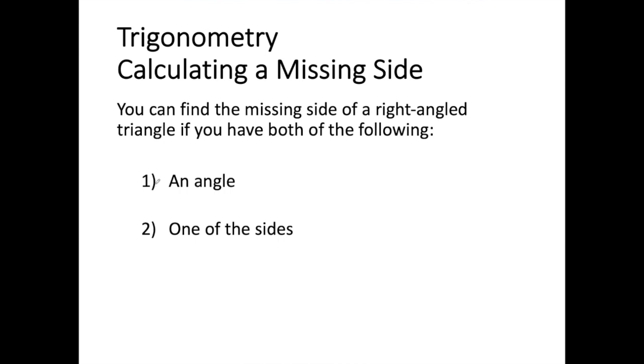The first item we need is an angle. If we don't have an angle and we're wanting to calculate the side of a triangle, we cannot use trigonometry. The second item we need is one of the sides. It doesn't matter which other side it is, we just need an angle and one of the sides to be able to calculate the missing length of another side of a right angle triangle.